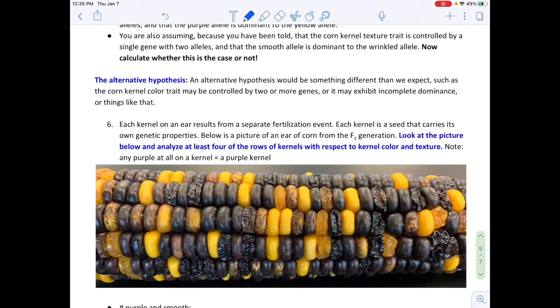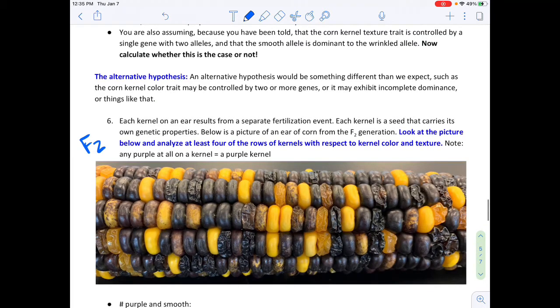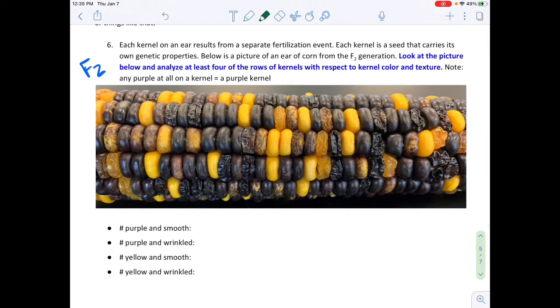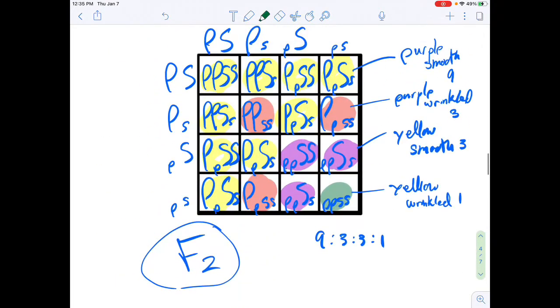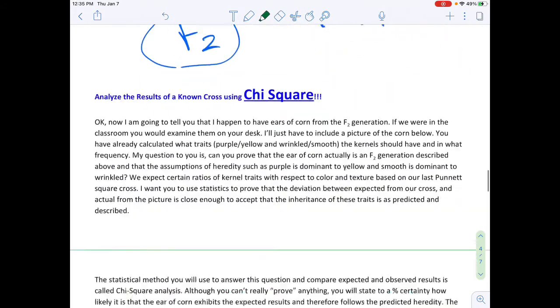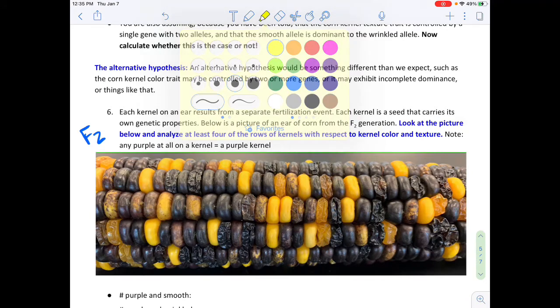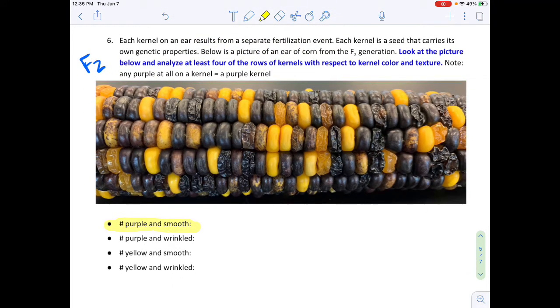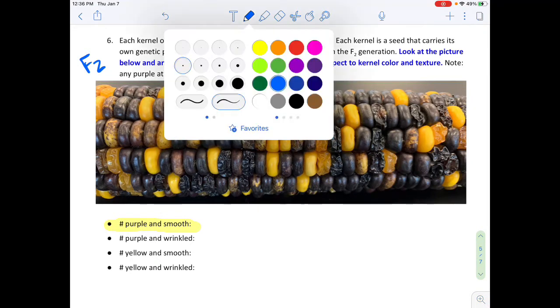Okay. So here is a picture that I took in the classroom of an F2 generation ear of corn. Each kernel has its own genotype. So this is kind of neat. Rather than having a whole ton of ears of corn, we can just count each kernel. So what we're going to do here is look and see, maybe I'll use the same colors here. Purple and smooth, I highlighted as yellow. All right, so we're going to try to see how many are purple and smooth, and I'm just going to go across in a row and count them.